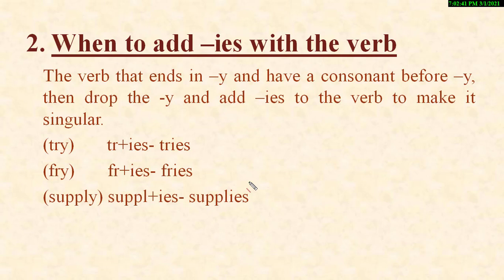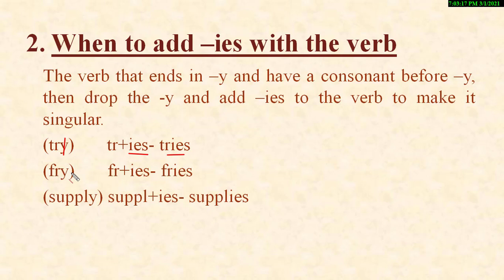When a verb ends in y but it has a consonant before that, we should remove the y and add ies with the verb. Here we can see the verb is try. It ends in y and it has a consonant before this y. So what should we do? We should remove y and add ies. It becomes tries and it's a singular verb.